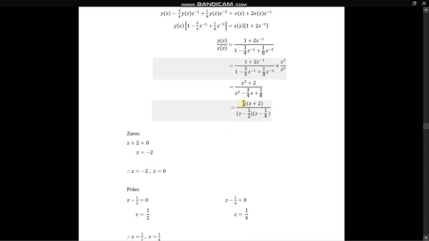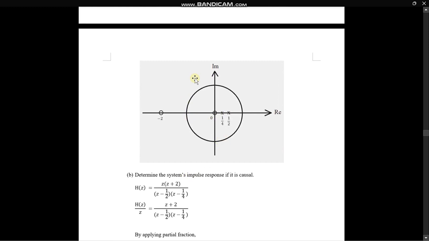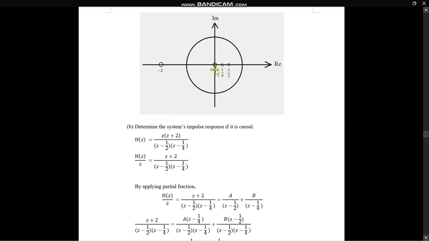The zeros we can get from the numerator, which are z equal to 0 and z equal to minus 2. For the poles, we can get from the denominator, which is z minus 1/2 equal to 0, and the answer is z equal to 1/2. And the second pole is z minus 1/4 equal to 0, and we will get the answer z equal to 1/4. So here is the image for the poles and zeros by manual drawing. The zeros are located at 0 and -2, and the poles are located at 1/4 and 1/2.